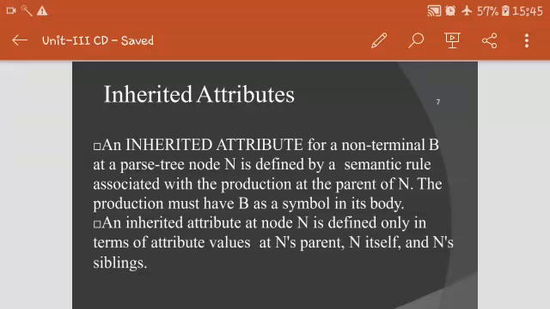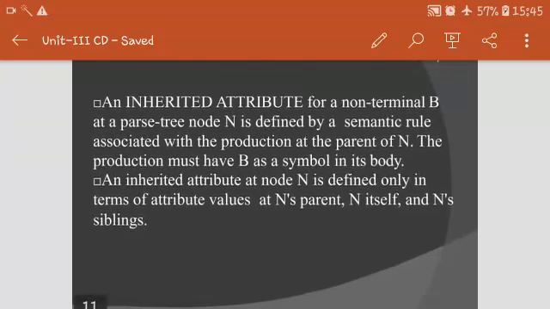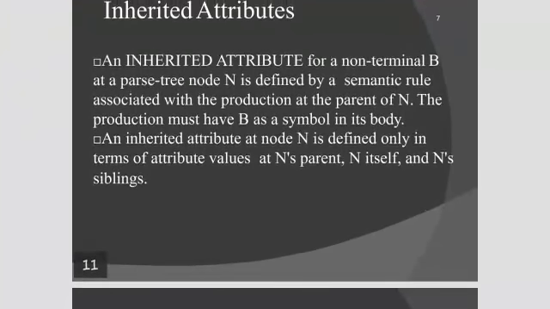Okay, now inherited attribute. An inherited attribute for a non-terminal B at a parse-tree node N is to be defined by a semantic rule associated with the production at the parent of node N. The production must have B as a symbol in its body. An inherited attribute at node N is defined only in terms of attribute values at N's parent, N itself, and N's siblings.